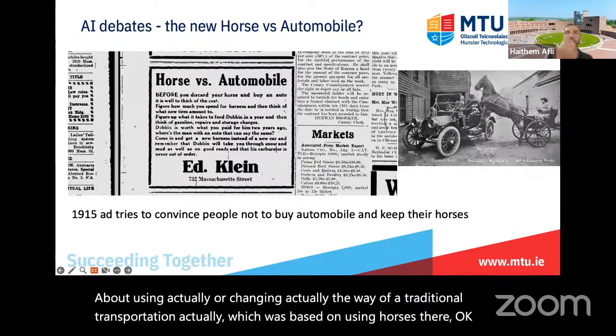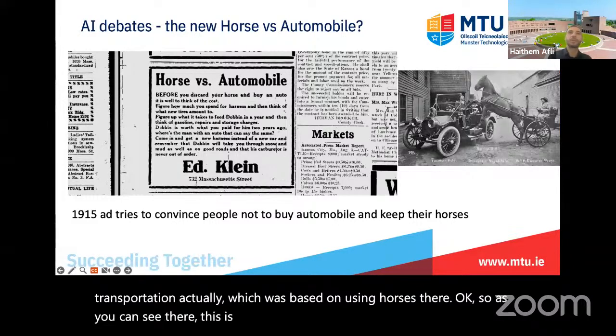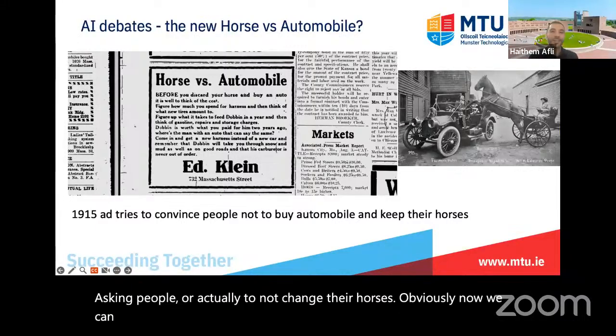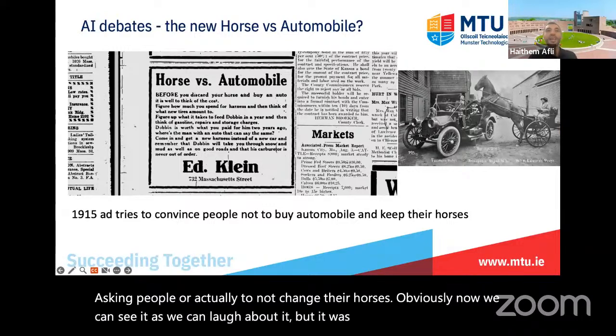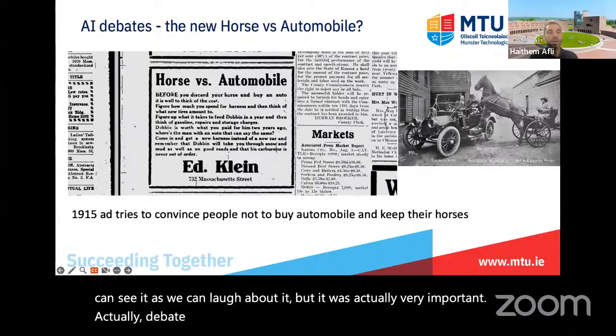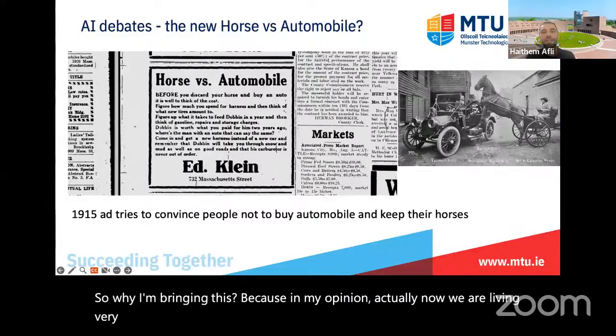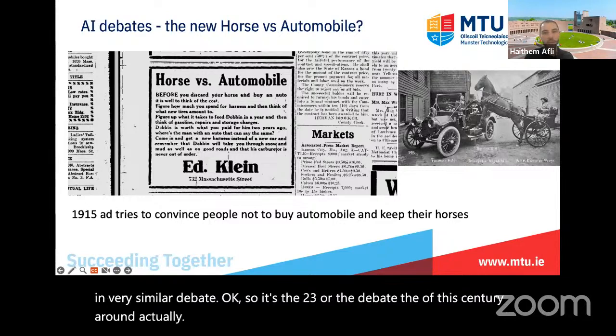Okay. So as you can see there, this is an ad in a newspaper, asking people to not change their horses. Obviously now we can laugh about it, but it was a very important debate in different parts of the world at that time. So why I'm bringing this? Because in my opinion, now we are living a very similar debate. Okay, so it's the debate of this century around AI, artificial intelligence.